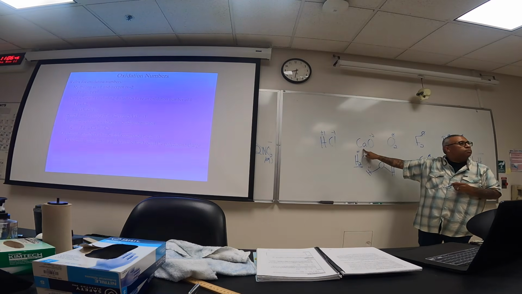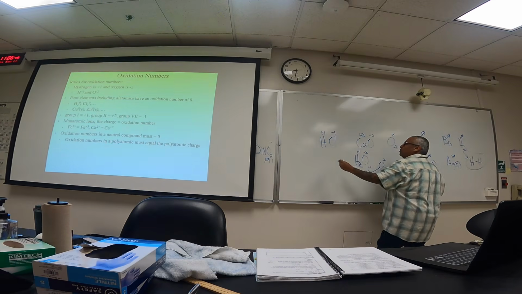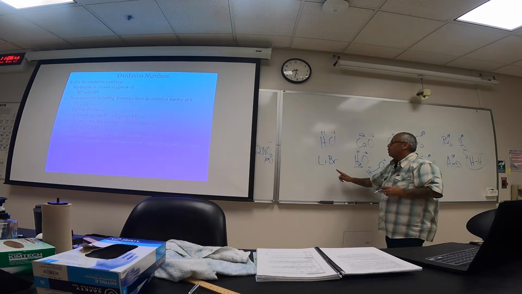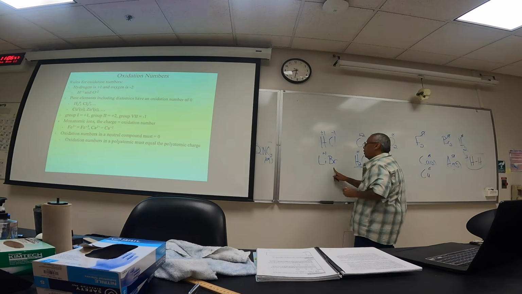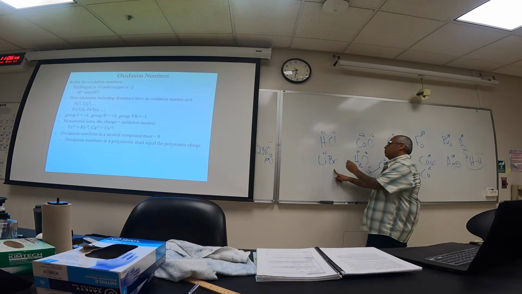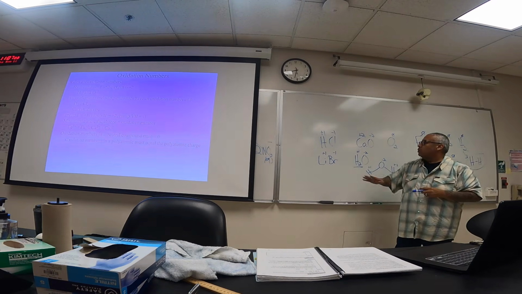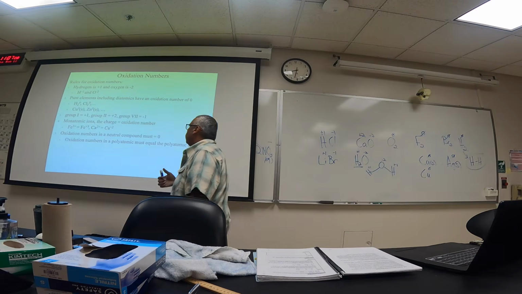Calcium is in group 2, so what's the oxidation number? Plus 2. If I put lithium bromide, well, lithium is in group 1, plus 1. Bromide is in what group? 7. This is minus 1. Right? So we have those rules there for groups 1, 2, and 7.